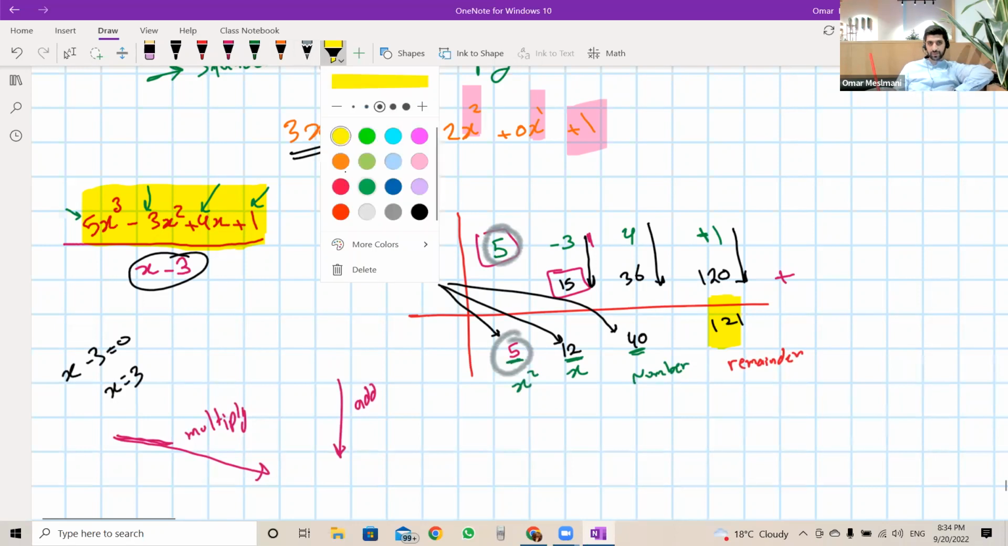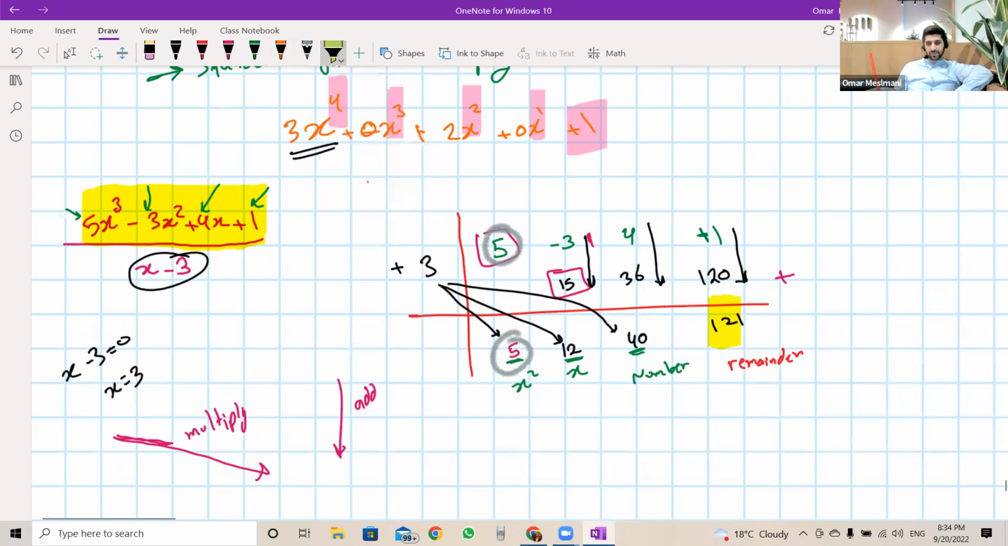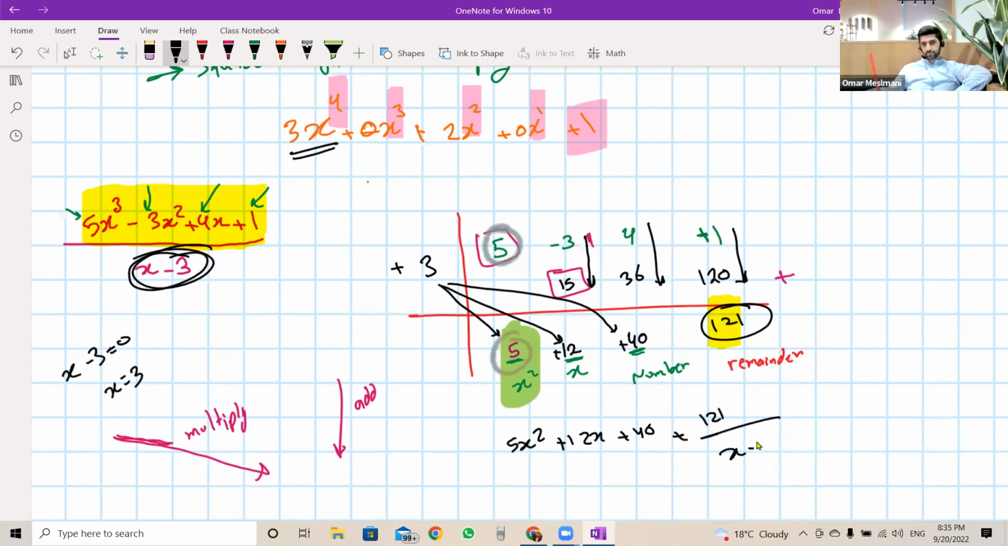Listen carefully for this. You say the answer is going to be 5x squared. Okay, look, 5x squared. Here, what is the sign of this 12? It's positive, yes? So I will say plus 12x plus 40. And what is your remainder? 121 over the same fraction. And basically you just solved the same question.